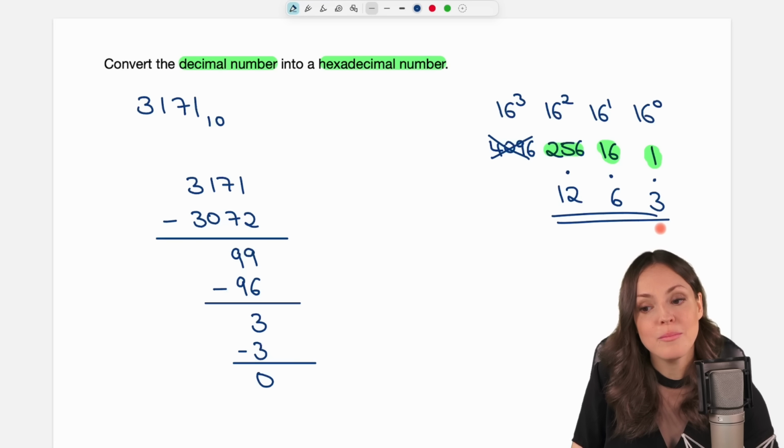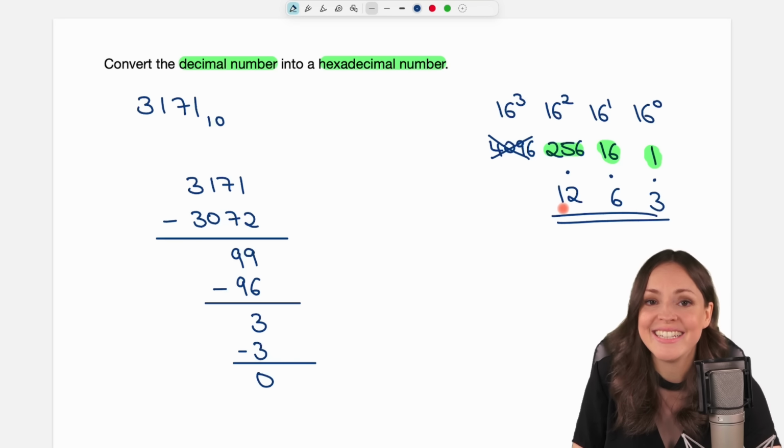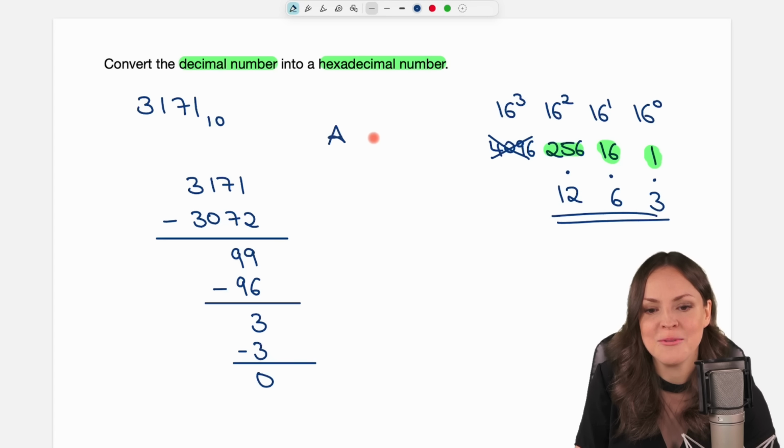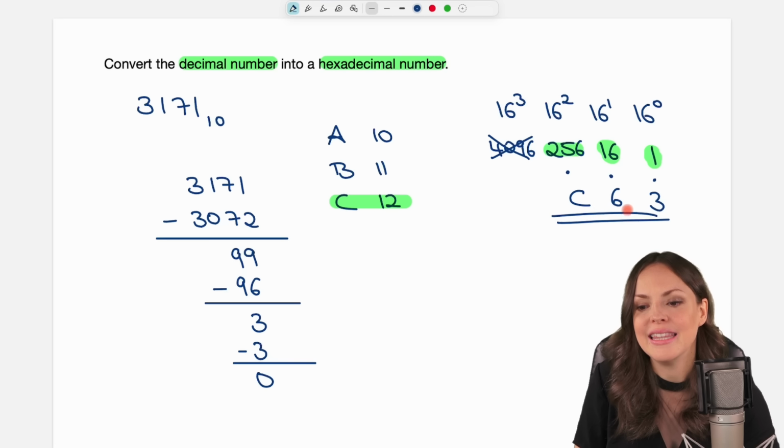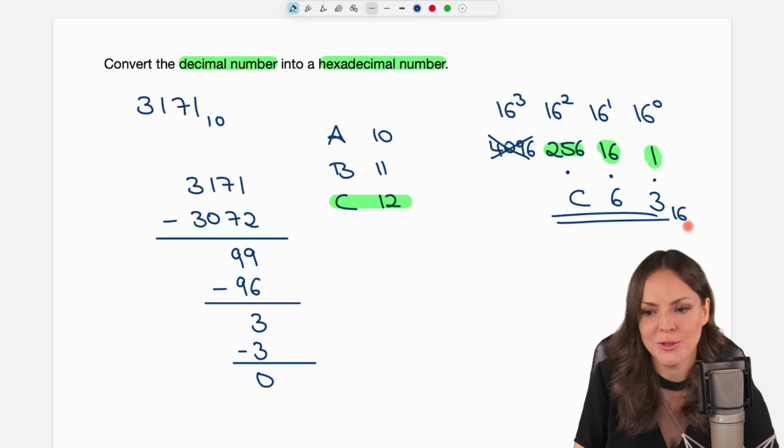This is our number, kind of, because we have a 12 in here that is too large. So we know that A was 10, B was 11, and C is the 12. So let's replace the 12 by a C, and this is our result.